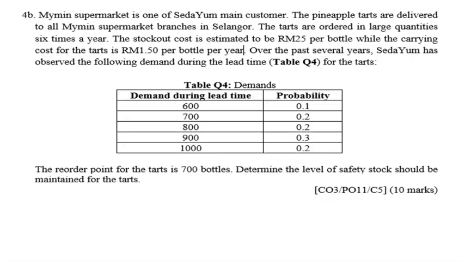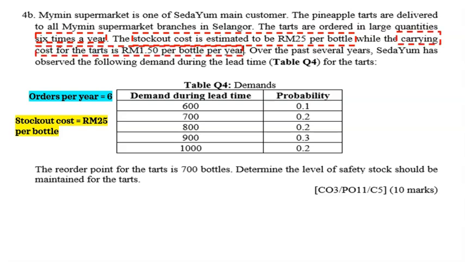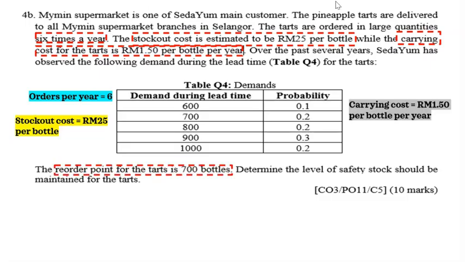Okay, let's look at this question. They give information on the pineapple tart. Order in large quantity 6 times per year. Okay, order per year 6 times. The stockout cost is estimated to be 25 ringgit per bottle. So stockout 25 ringgit. And then the carrying cost is 150 per bottle per year. And also we have a reorder point of 700, the ROP 700.